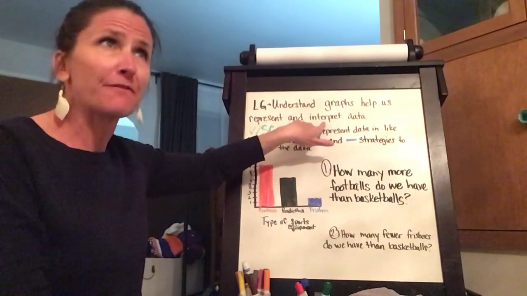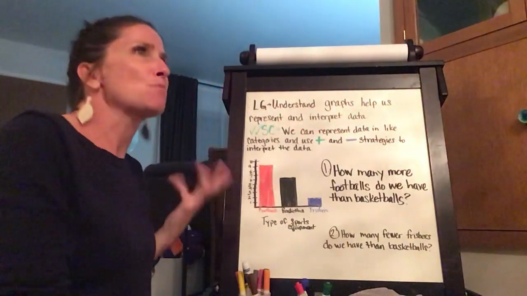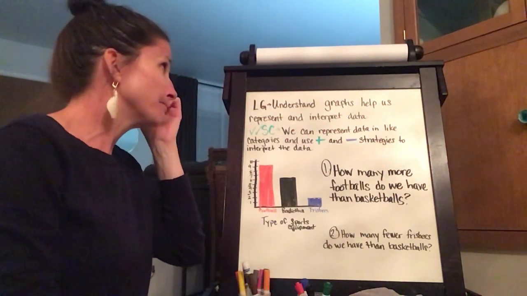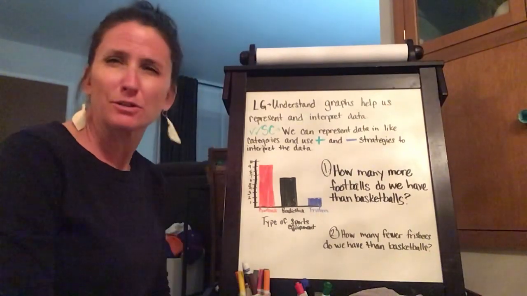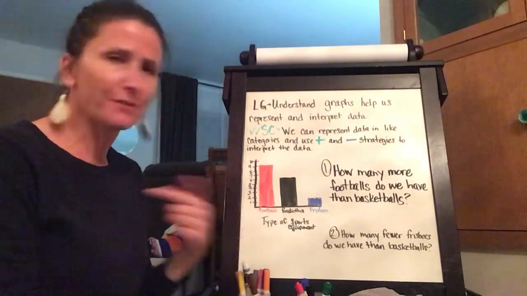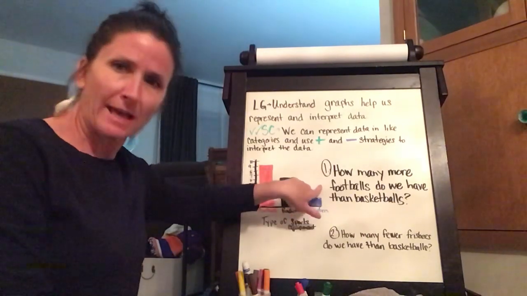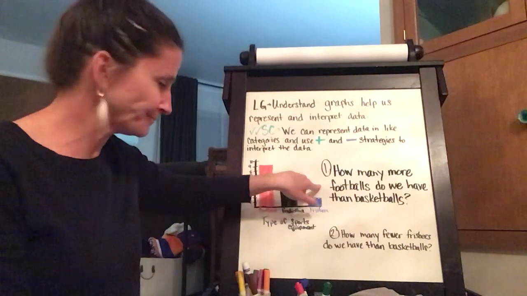Anyway, so now I've represented my data on a bar graph, but now I want to interpret it. I want to think about how many more, what's the most, and that's what we do when we interpret data. So my first question I have is, how many more footballs do we have than basketballs?